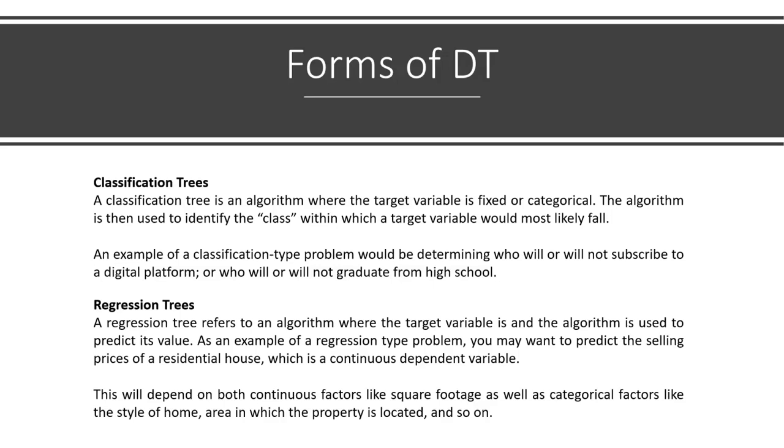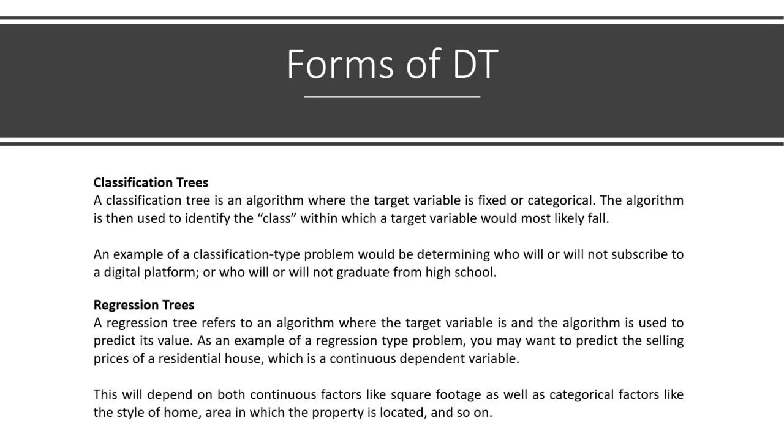For example, if you categorize things like gender, male and female, or categories of cars with respect to brands like Toyota, Nissan, Kia or Hyundai. There are different categorizations you can do, right? The classification type would be determining who will or will not subscribe to the digital platform, or who will or will not graduate from high school.